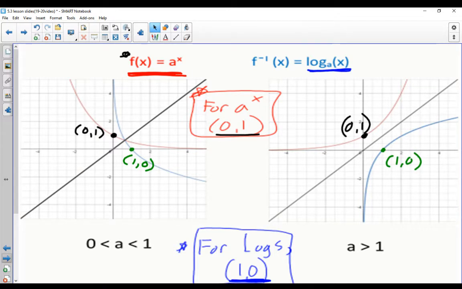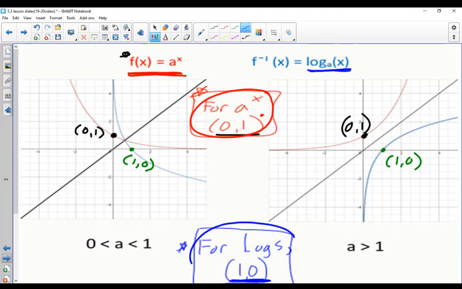So just like before, when we learned about graphing these, we always started at 0, 1. For logs, they have a starting point as well. It's 1, 0. It's up to you to make that distinction between which is which. But for log functions, just remember 1, 0. That's where we always start.